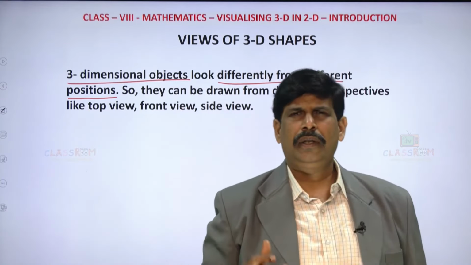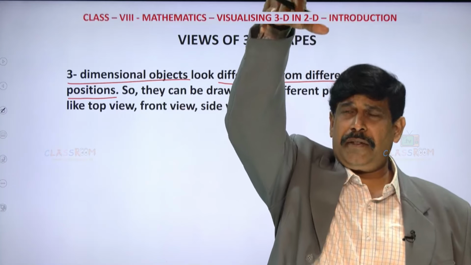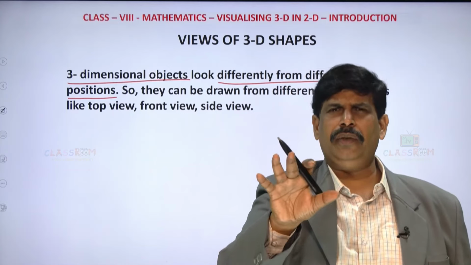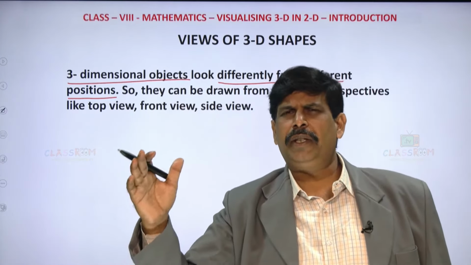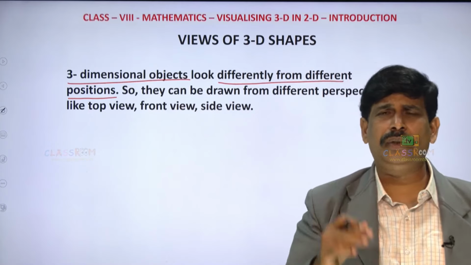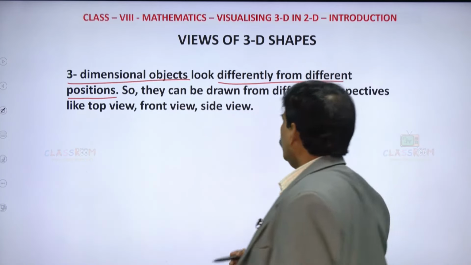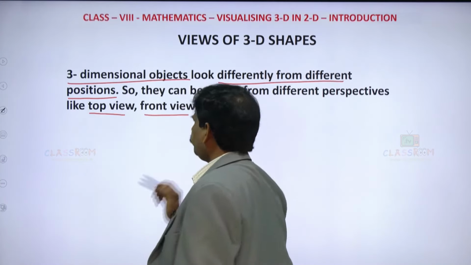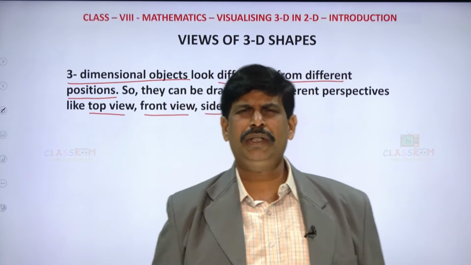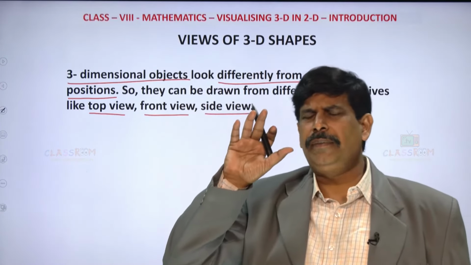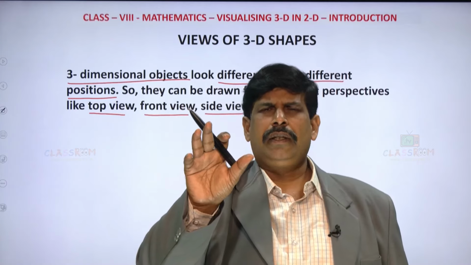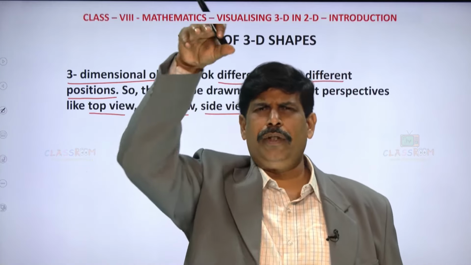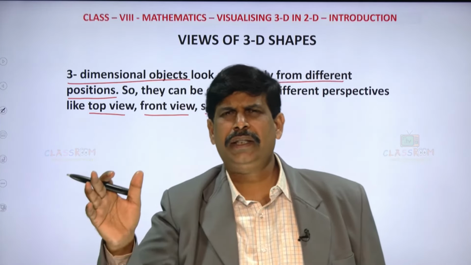Like, you know, top view, if you can see from the top. We can see from the front, that is the front view. Even we can see from the side. So what are the three views that a three-dimensional figure will have? It will have the top view, front view, and side view. Clear? Three-dimensional objects can be viewed from the top, front and side. Top view, front view, and side view.